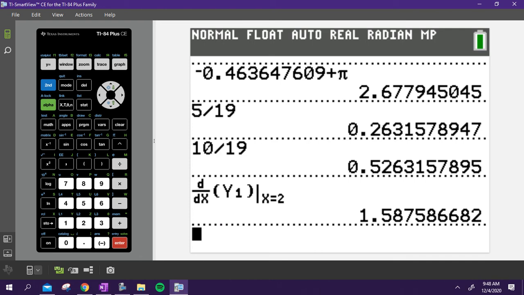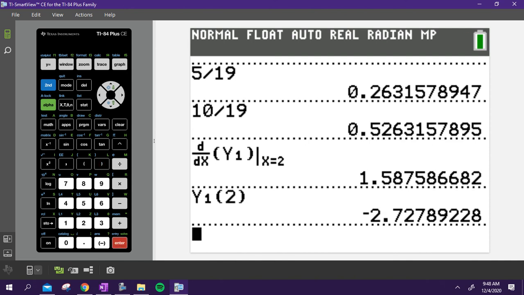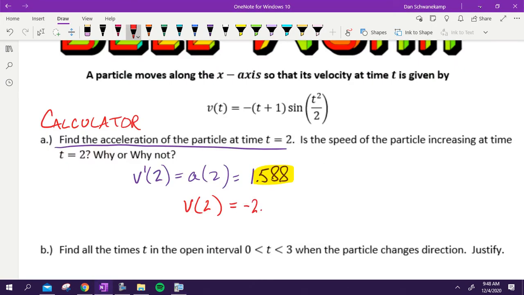So to find velocity, that should be easy. I already got it typed in. Alpha f4, I'm going to just go y1 and say plug in 2. I'm plugging in 2 into that equation. I get negative 2.728. So based off of those two things, am I speeding up or am I slowing down? I'm slowing down.